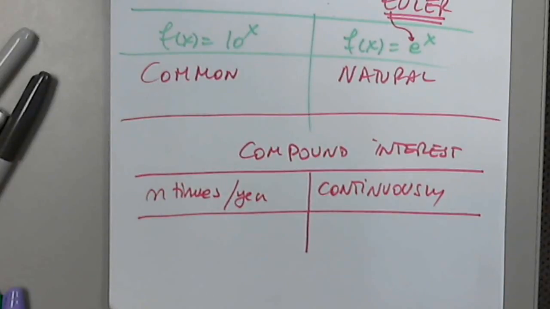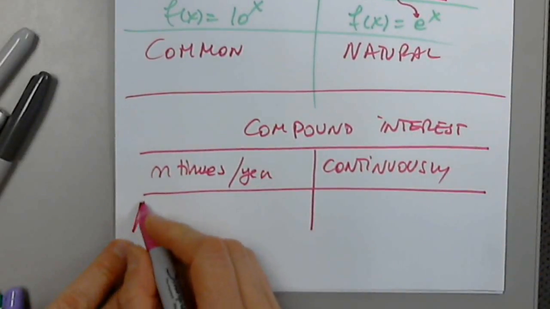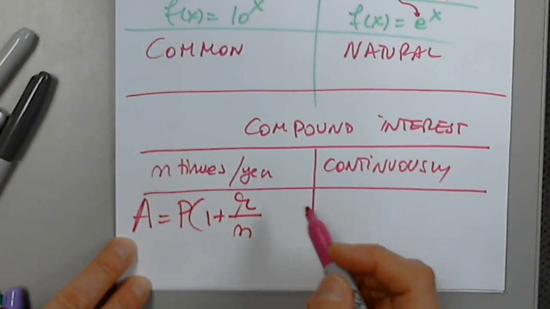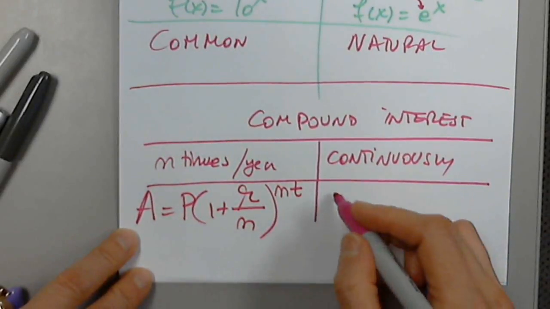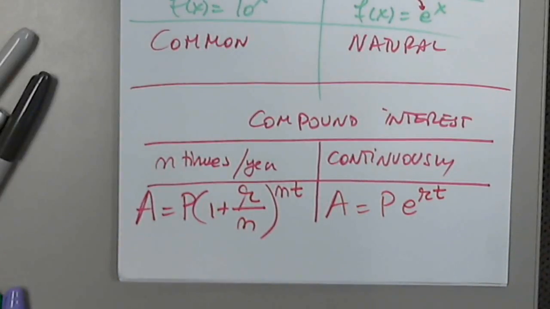So there are two different formulas. You don't have to memorize the formulas on the test. I'll give them to you. But we have to understand what they mean. So here's the formula: A equals P times (1 plus r divided by little n) raised to n times t. The other one is A equals P e to the rt. If I'm told that the interest is compounded n times per year, I would be using the first formula. If I am told the interest is compounded continuously, then I have to use the second formula.